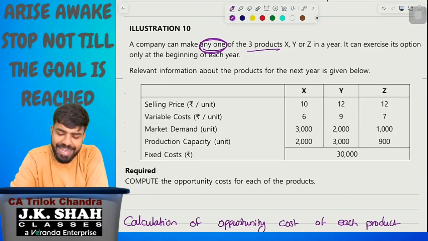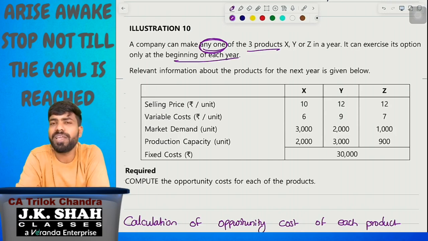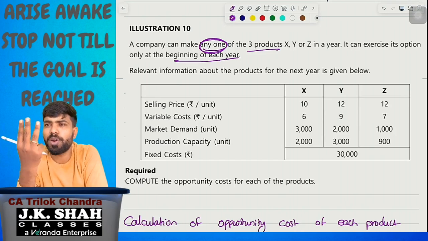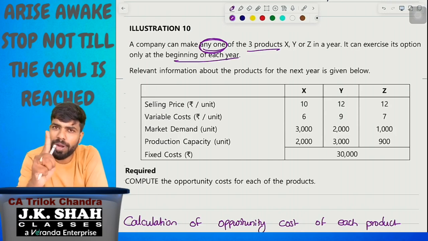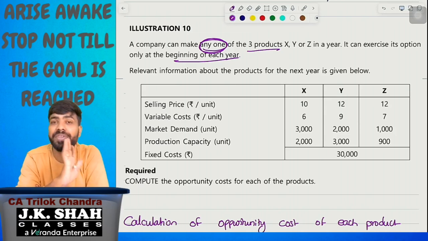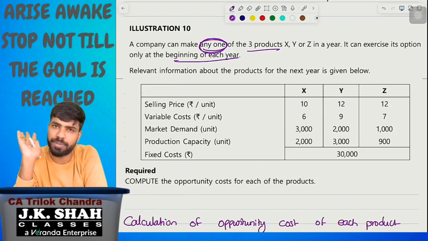What are the three products? X, Y, Z in a year. It can exercise this option only at the beginning of each year. So what they mean to say is, they have the option to produce three products X, Y, Z, but they can produce only one product. That option can be adopted at the beginning of the year. Once they adopt it, they cannot change the option.